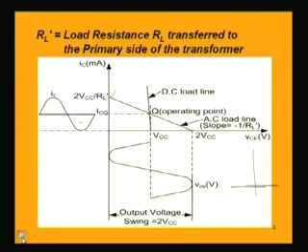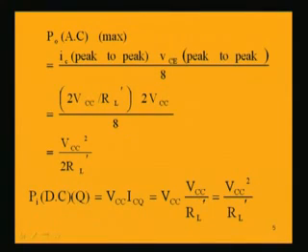So, IC peak to peak means this point to this point is twice VCC by RL dash, and VCE total swing peak to peak is 2 times VCC divided by 8. So, simplifying this expression, we get VCC square divided by RL dash into 2. So, this is the expression for the AC power output maximum.